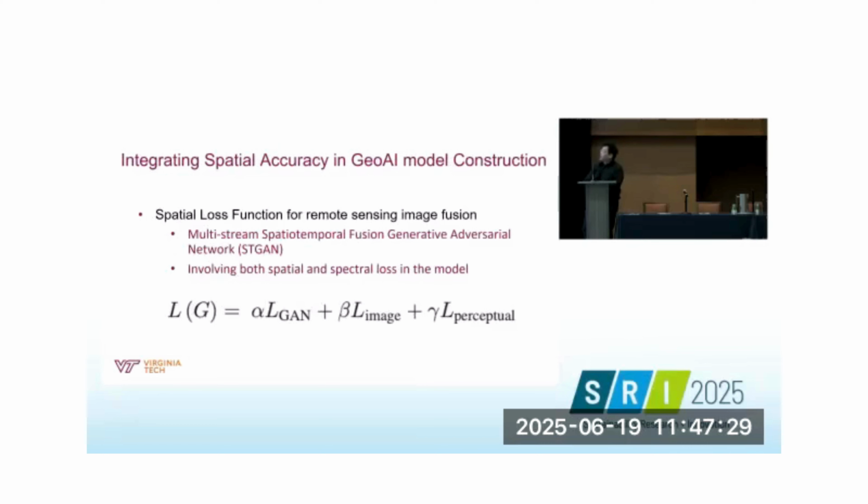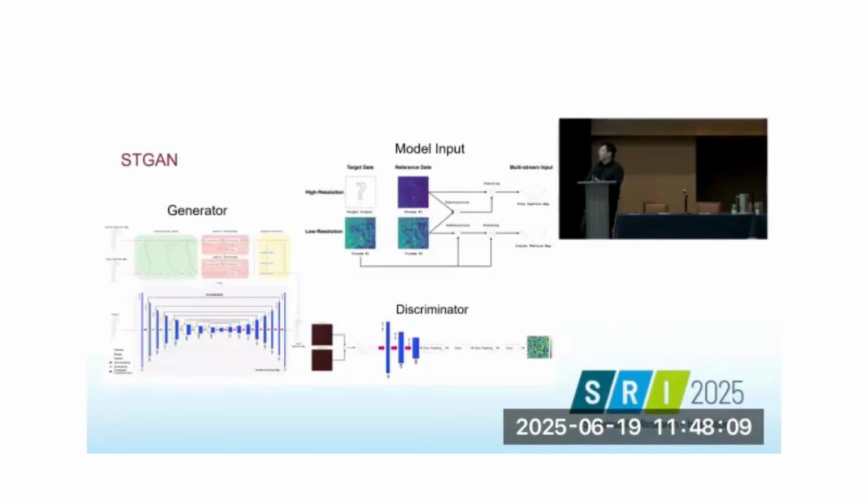Going another step forward, we are trying to integrate the spatial accuracies into the GeoAI model construction. So in the training stage, we are trying to add them. We are adding a spatial loss function for the remote sensing image fusion model. We are developing a new model called the multi-stream spatial temporal fusion generative adversarial network. The structure is a little bit complicated, but the core focus is that we are integrating this spatial loss function in our model building to make sure that the model is optimized towards its spatial accuracy.